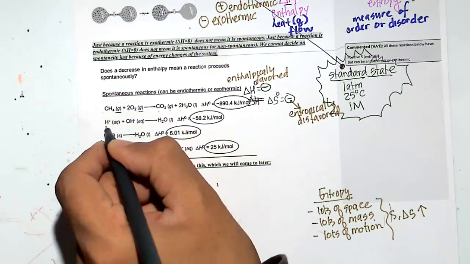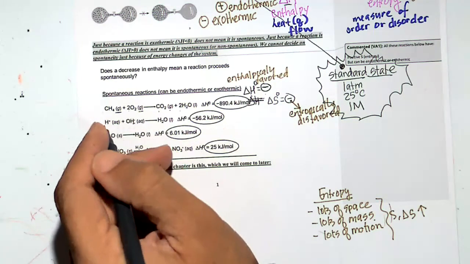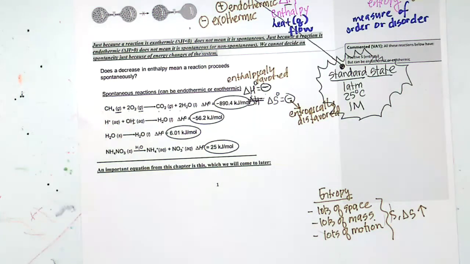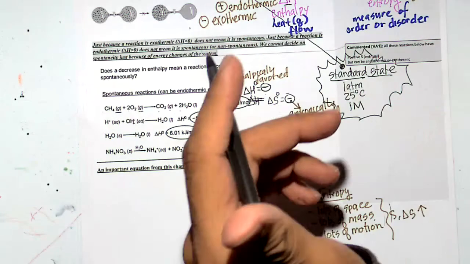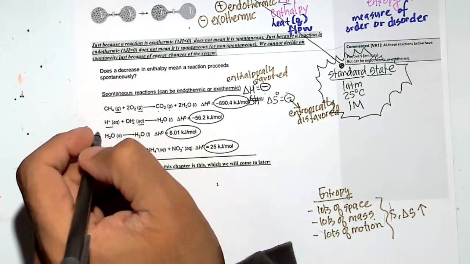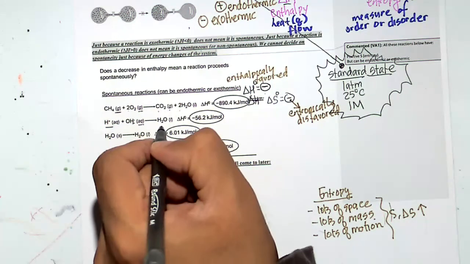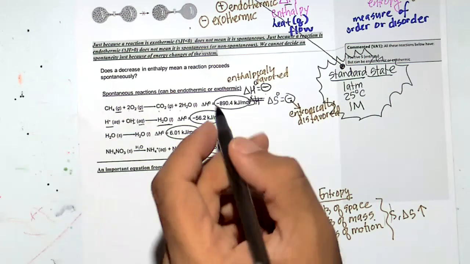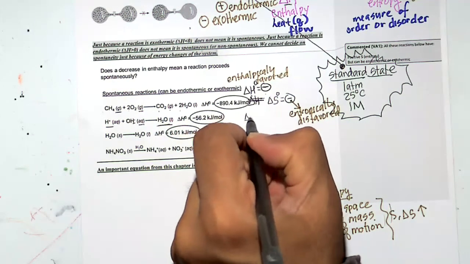How about this reaction here? H+ plus OH- gives water. What do you think the delta S would be here? Positive or negative? You have two molecules, aqueous, both dissolved in water, going to just water by itself. So yeah, I would say the delta S is negative.